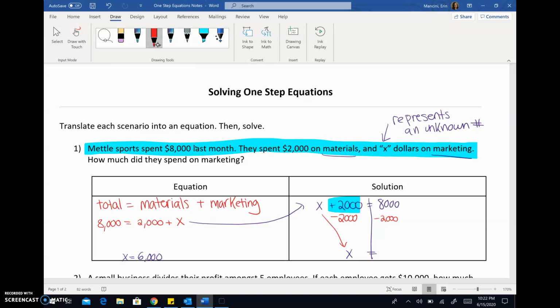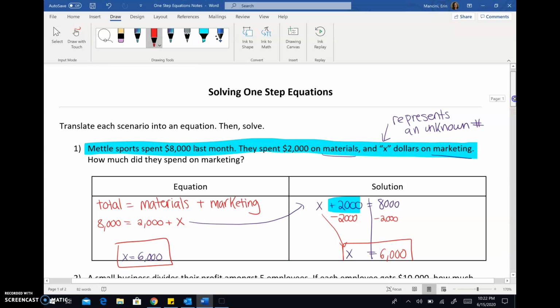Okay, that was our goal, to get X on one side and numbers on the other, which you can see is going to happen here because we have 8,000 minus 2,000. Well, I have $8,000. I take away 2,000. Now I have $6,000. Okay, so no matter how you solve it, if you think it through or you do the steps, you should get the same answer.